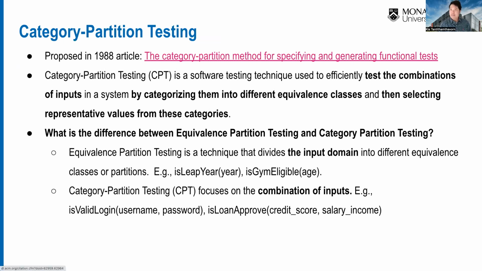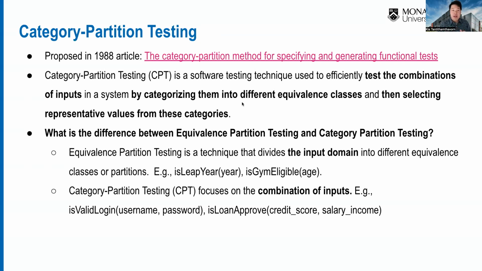Category partition testing is a technique that was proposed in 1988, and the key idea is very simple. The key goal, in the bold line, is that we want to test the combinations of the inputs by categorizing them into different equivalence classes and then selecting representative values from these categories. It looks quite similar to what we did in the past, equivalence partition testing. So what is the difference?